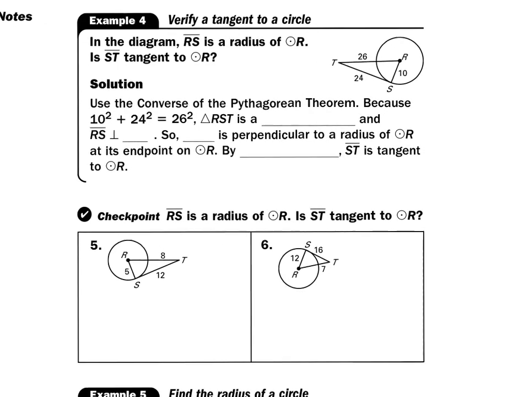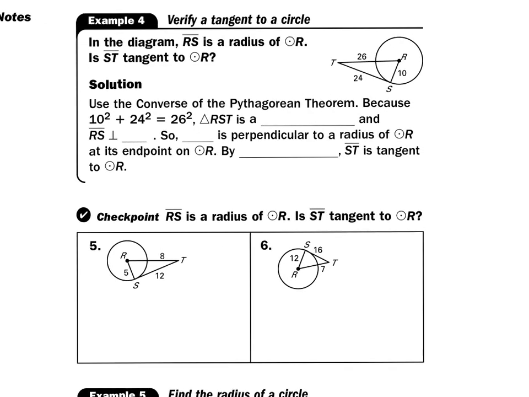Okay, verify a tangent to the circle. In the diagram, chord RS is the radius of circle R. Is ST tangent to circle R? Well, we know that if all these numbers make the Pythagorean theorem true, then it is a right angle, and then therefore it is a tangent. Now, we are always verifying the tangent point as our right angle. So don't get confused when it may not look like it's a right angle. That's the one we're looking at.